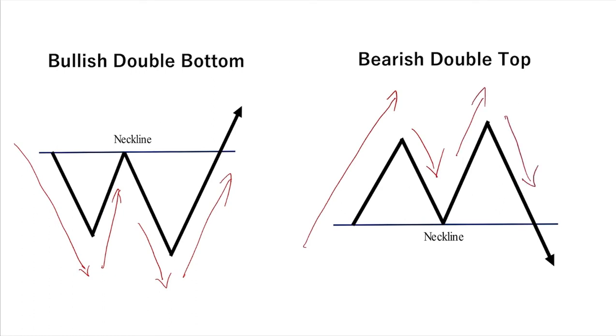The first peak is formed after a strong uptrend, and then the price retraces back to the neckline and rises again to form the second peak. The formation of this pattern is completed when the price moves back to the neckline after forming the second peak. When the price breaks through the neckline, a bearish trend reversal is confirmed.